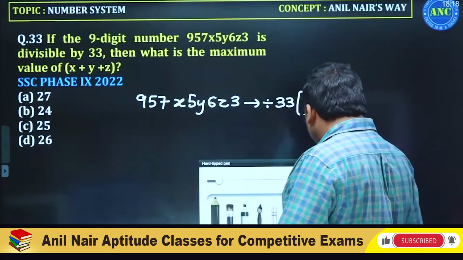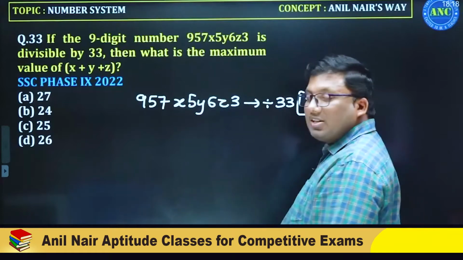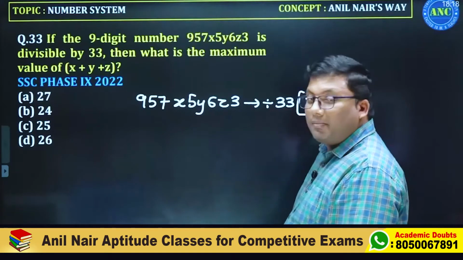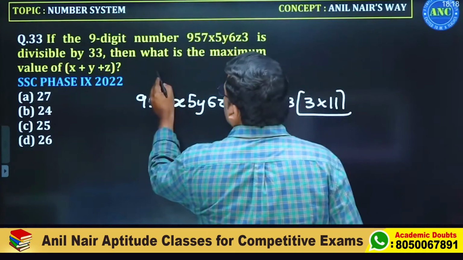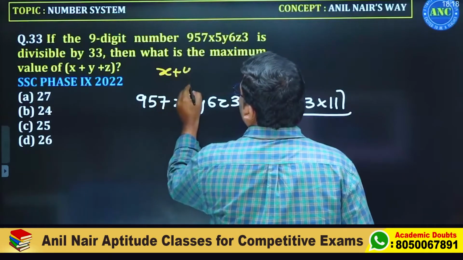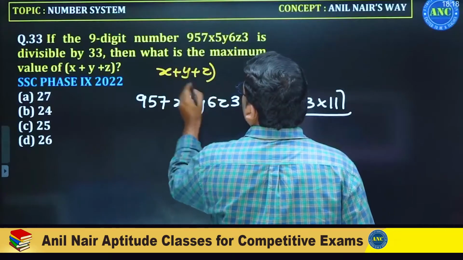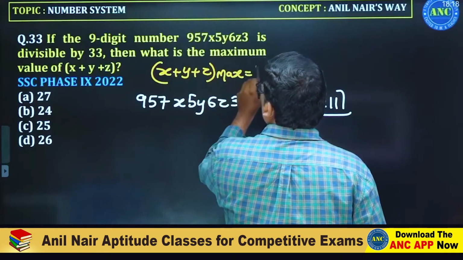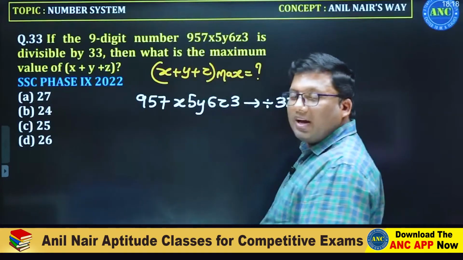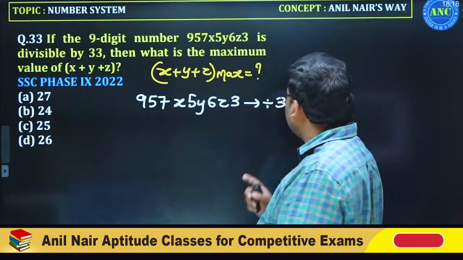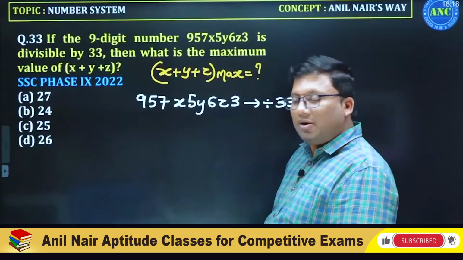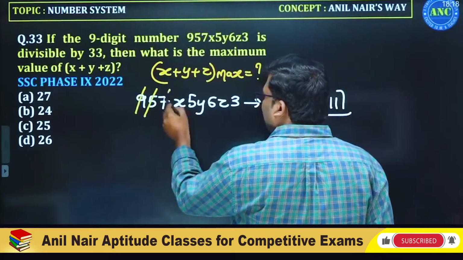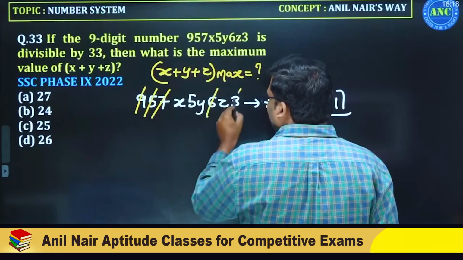Now see here. First think, what is the divisibility? What is he asking? What is the maximum value of x plus y plus z. He is asking for the maximum value of x plus y plus z. Now see here, first it should be divisible by 3.